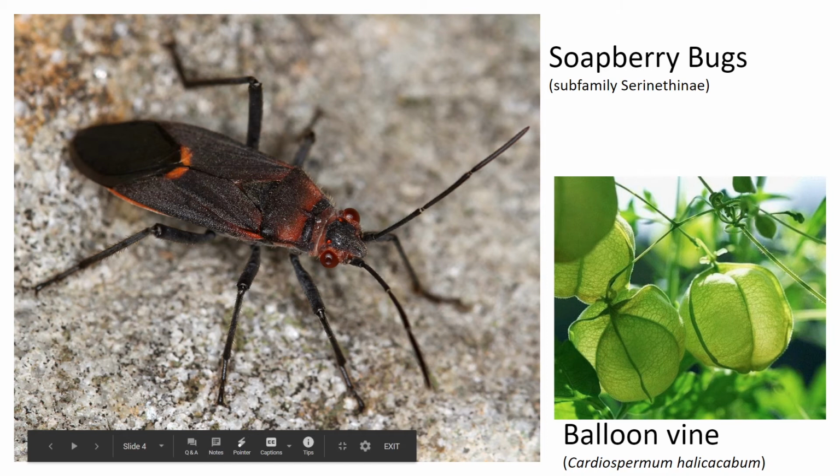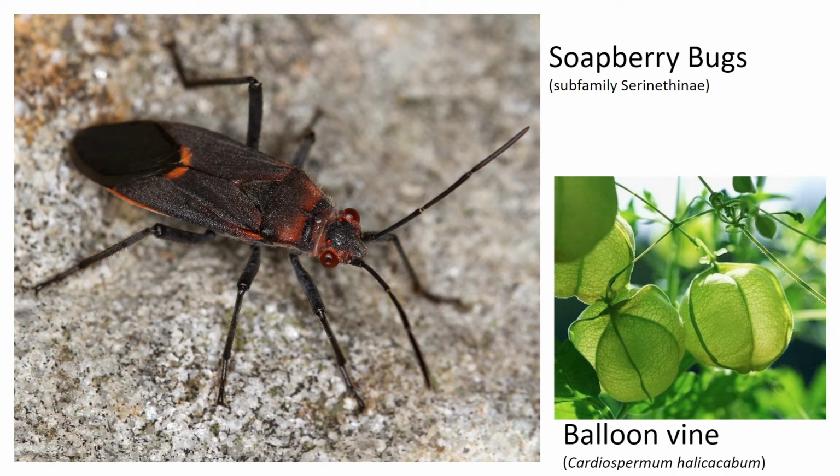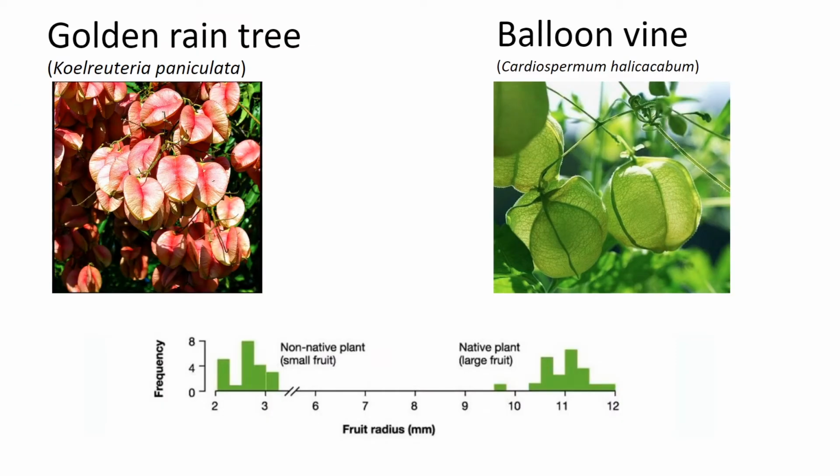Let's use soapberry bugs. These cute little critters are native inhabitants of southern Florida and normally feed on a plant called balloon vine. In addition to this food source, a plant called golden rain tree was introduced from Asia to Florida, and soapberry bugs can feed on this fruit because it has a very similar structure to the native plant's fruit. However, there is one striking difference between the two fruits. Balloon vine has a much thicker outer case around the fruit compared to golden rain tree.